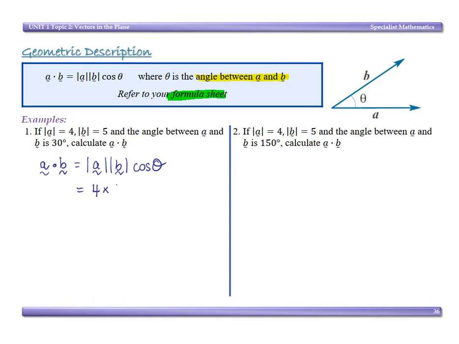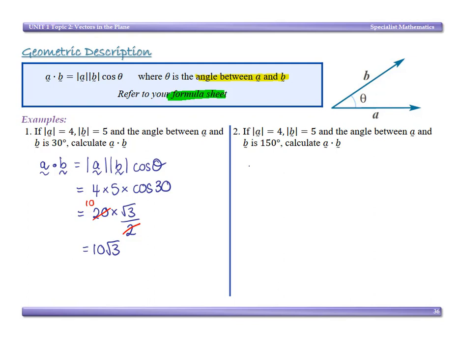So that's 4 times 5 times cos of 30. Cos of 30 is an exact value, so that's 20 times root 3 on 2, which becomes 10 root 3. Now if you haven't done exact values, plug it into your calculator and get an approximate answer. Do the next question on your own.